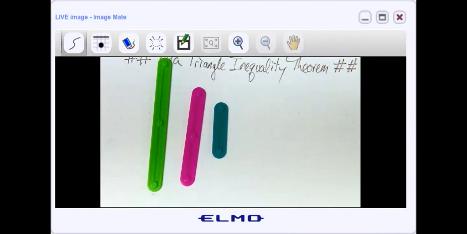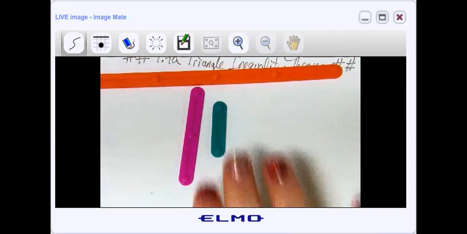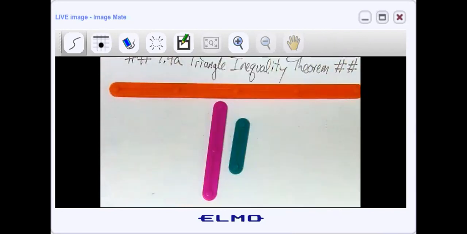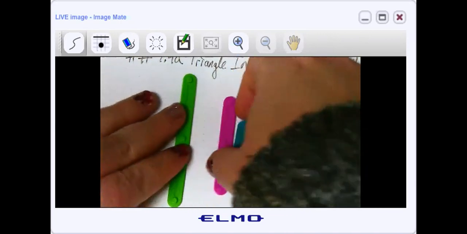If I had any 3 side lengths, so maybe let's swap out the green one for this orange one. Could I make a triangle end to end out of these 3? No. Probably not, right? So where's that limit? When can I and when can't I? So let's go back to the first 3 that I had and see if I can actually do it.